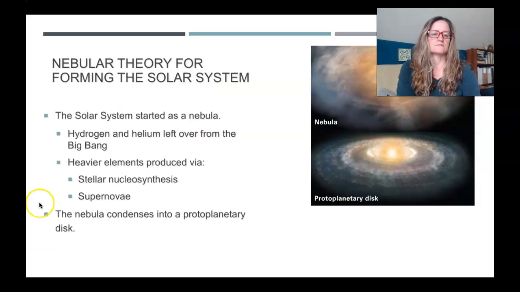Our solar system started as one of these nebulas.